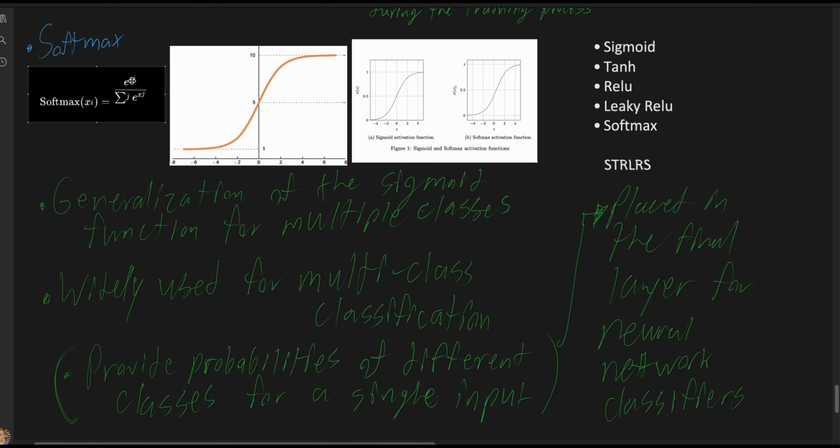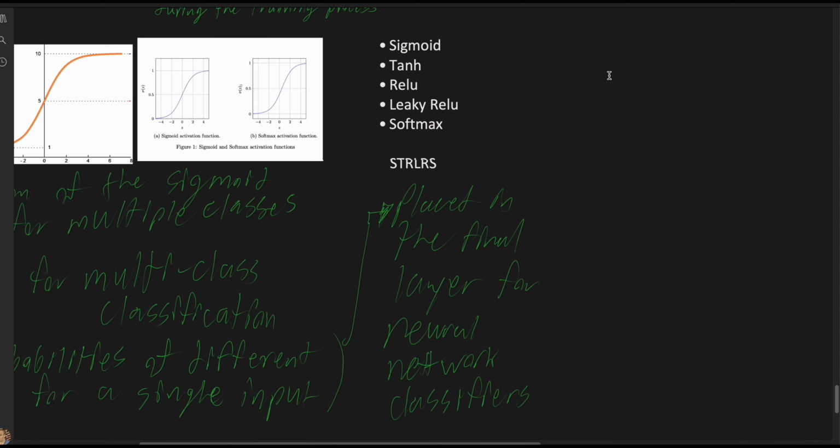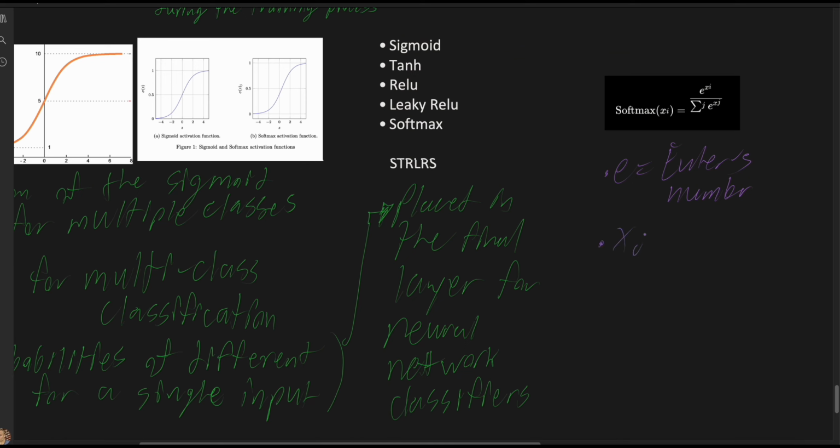And to go over the following symbols as well. So the softmax function, we typically have e for Euler's number, and we have x of i, which refers to the ith element of the input vector.